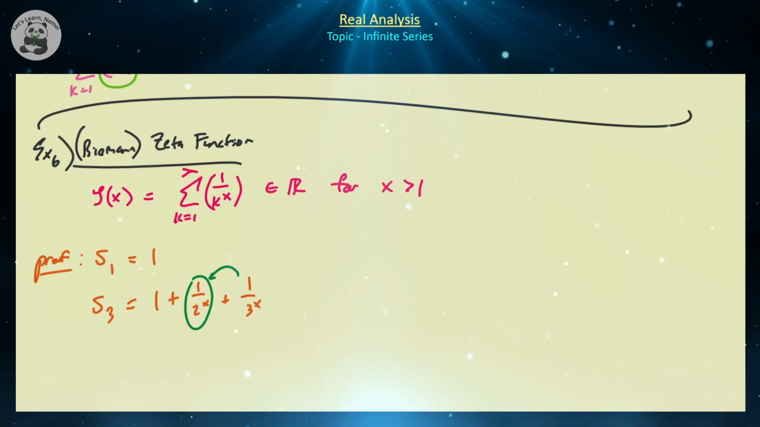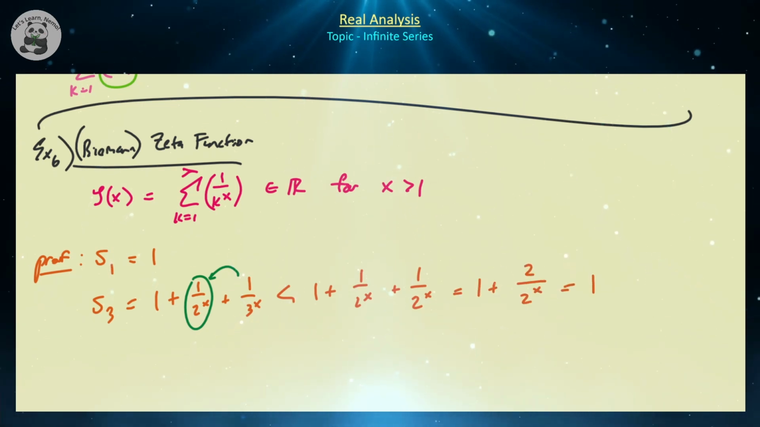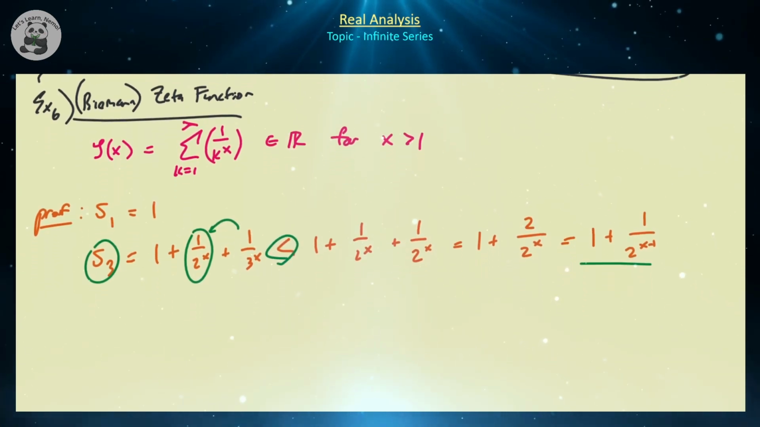What I'm going to do is shift 1 over 3 to the x down to 1 over 2 to the x, so that this is strictly less than 1 over 2 to the x. Let's not forget our lonely little 1 in front. So we have 1 plus 1 over 2 to the x plus 1 over 2 to the x, because 1 over 3 to the x is smaller than 1 over 2 to the x. That's obviously 1 plus 2 over 2 to the x, which is the same as 1 plus 1 over 2 to the x minus 1. So S3 is less than 1 plus 1 over 2 to the x minus 1.